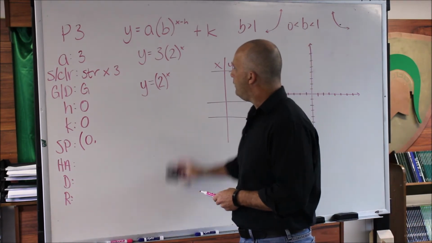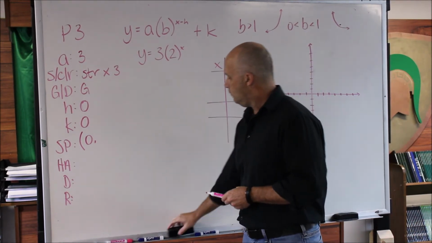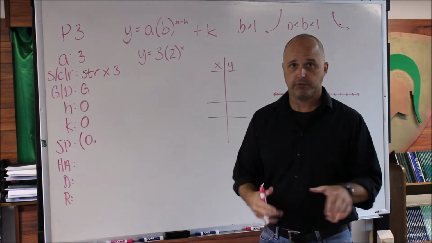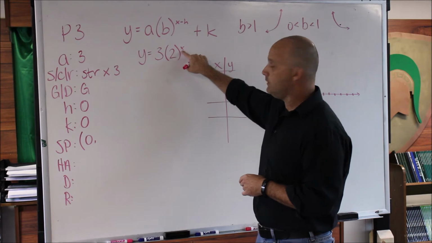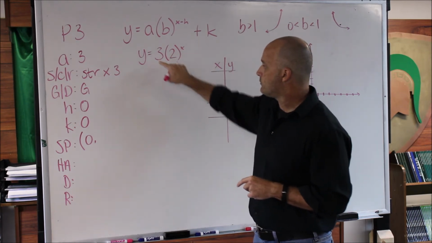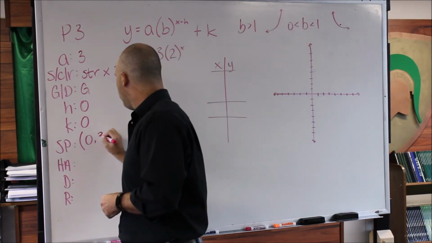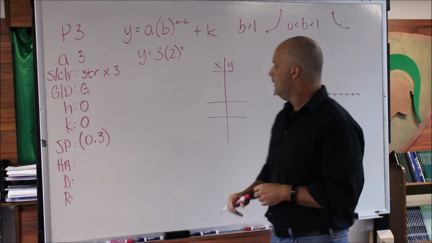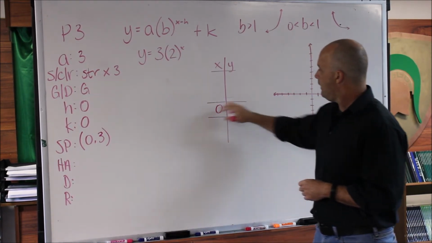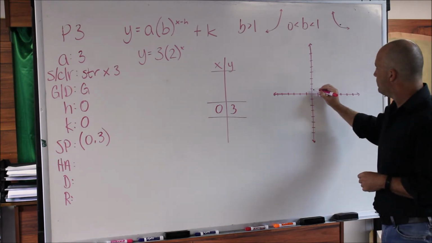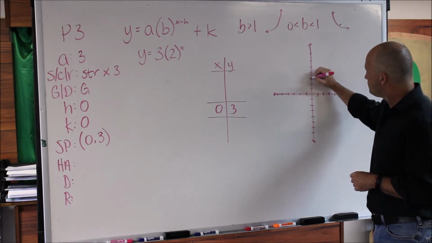Now on the one that we've got here, we have an a value of 3. So let's go ahead and run this through. We plug in 0 for x, 2 to the 0th is 1, times 3 is 3. So we get a starting point of 3. So that means we're going to put a value here as our starting point, and we're going to go 0 and then 1, 2, 3.